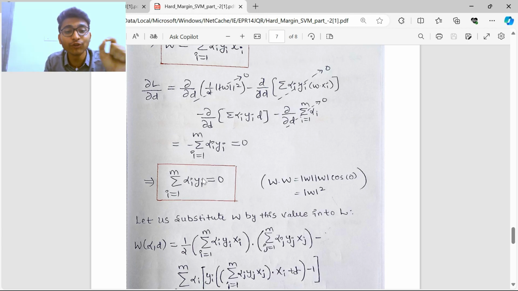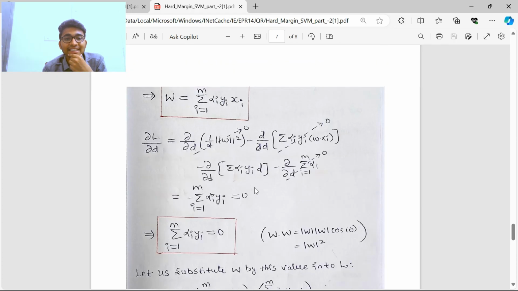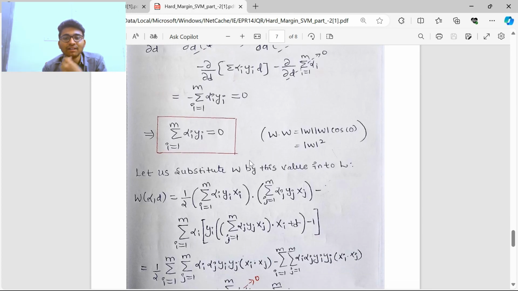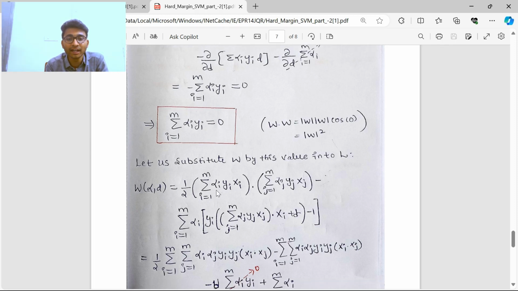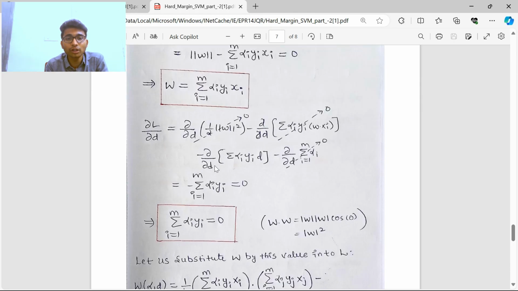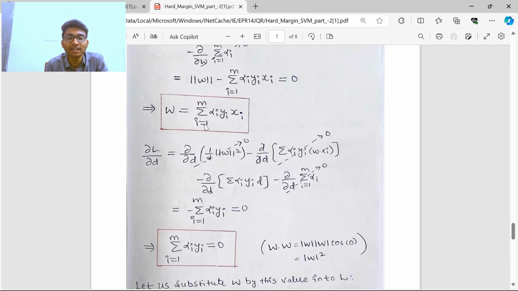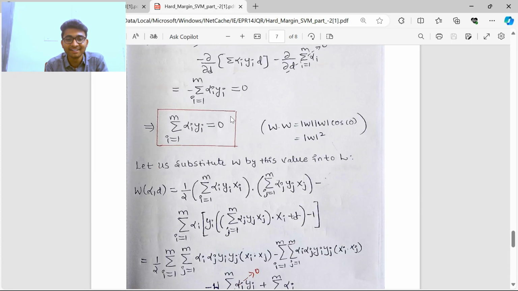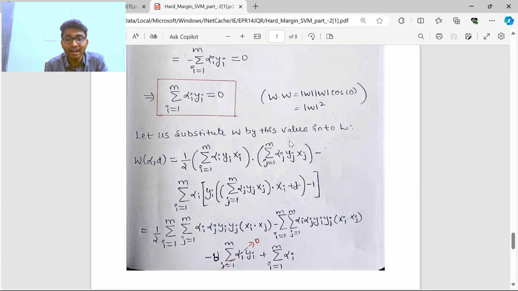Now let's carefully substitute this w in the Lagrangian function. See, I am writing w square as w dot w, because the dot product of w with w is equal to w square, right? That's the reason I have written like this. And w is equal to what we came up with, summation i equal to 1 to m alpha i y i x i, and I wrote the same as that. And here I wrote j equal to 1 to m alpha j y j x j. Why did I write like this?